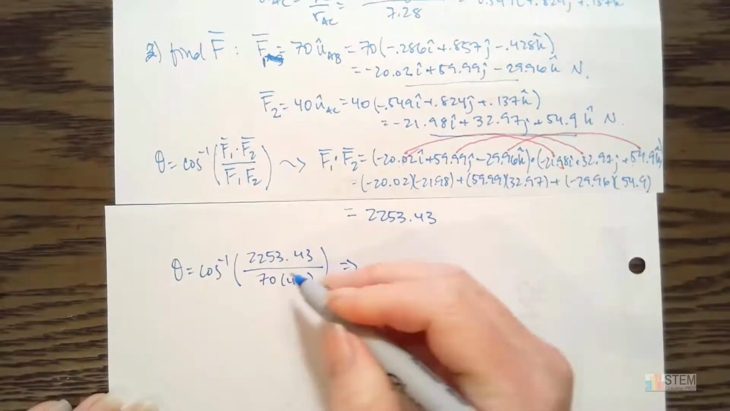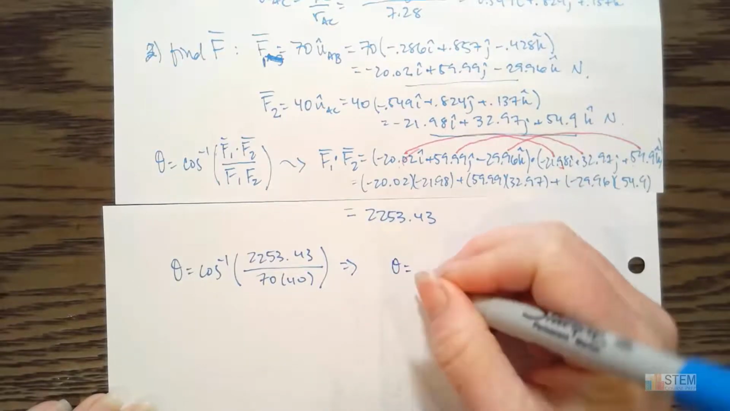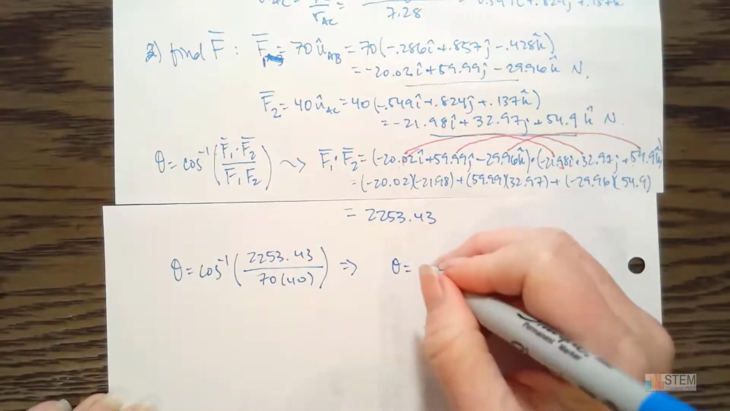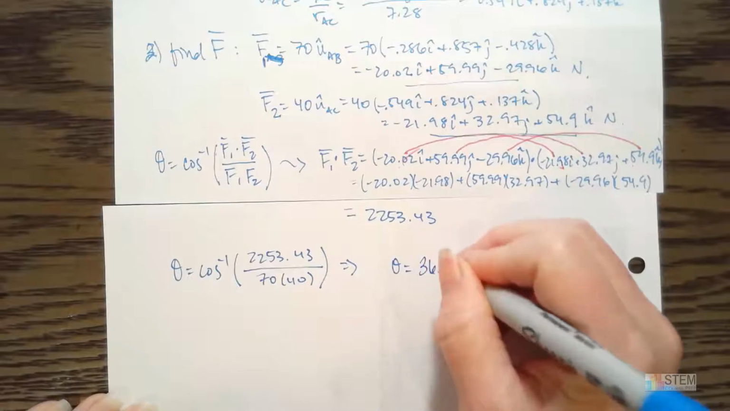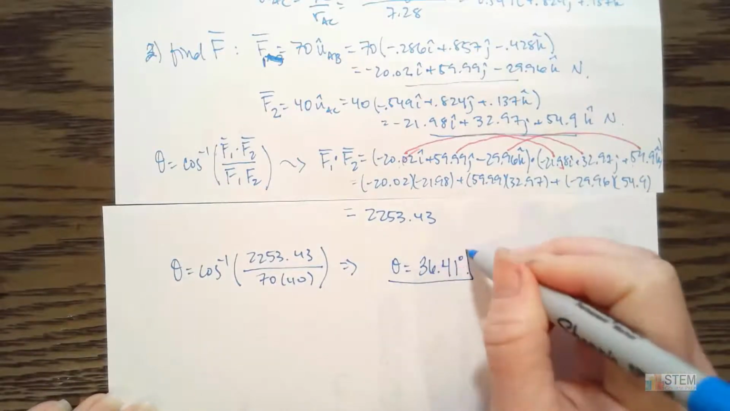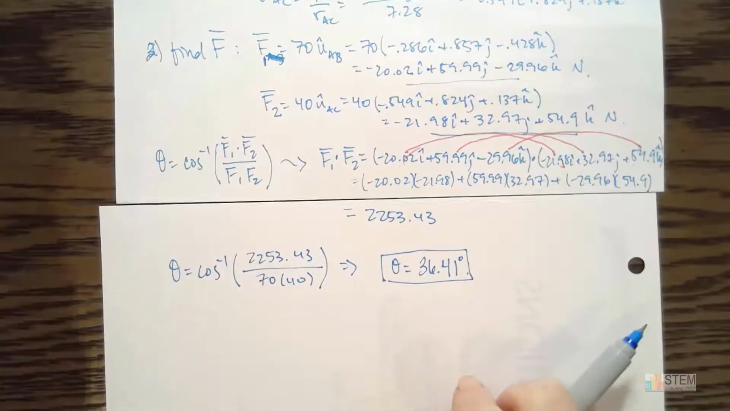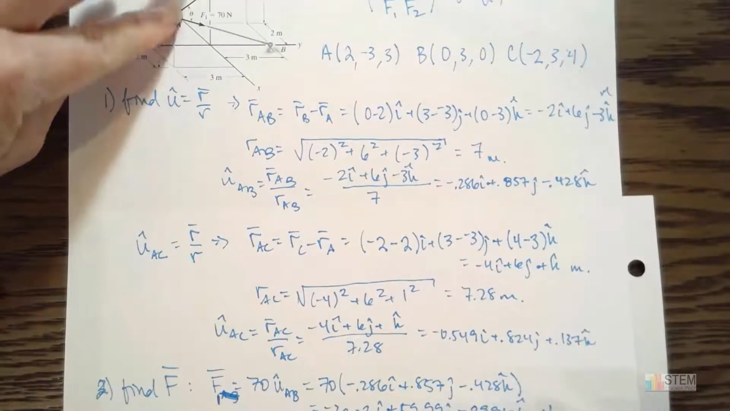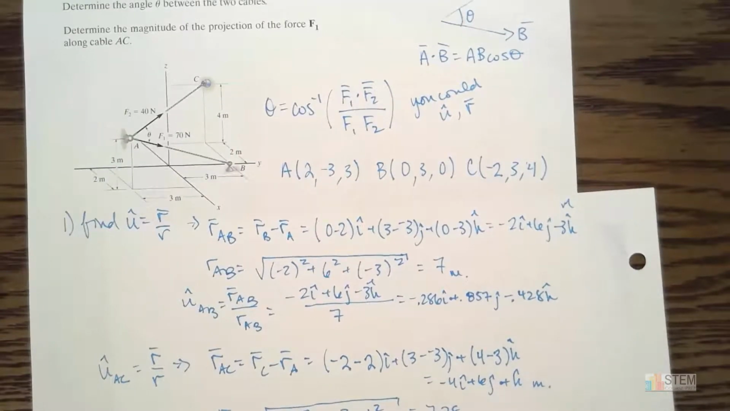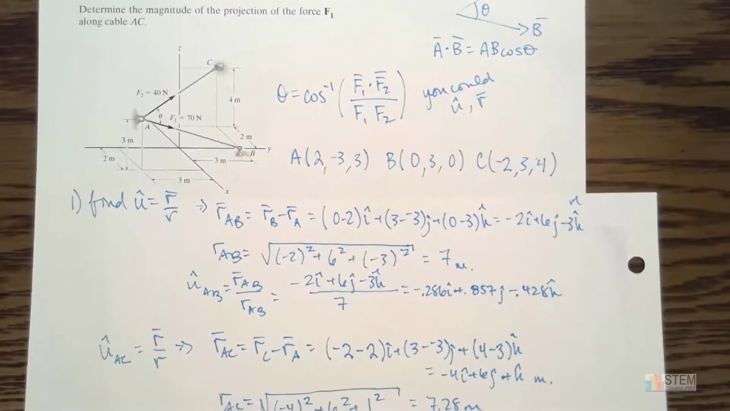And then you can put that in your calculator and get theta. Make sure your calculator is set to degrees. And if you do that, you get 36.41 degrees. So this would be the angle between these two cables, right? So that angle is at 36.41 degrees. And that's how you do it.